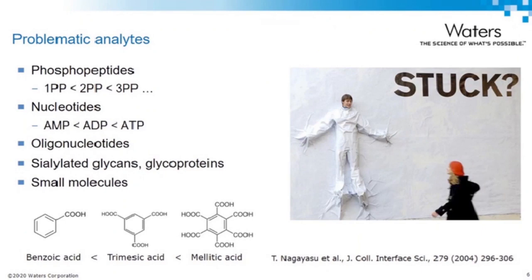So if you answered yes, you believe that you are experiencing some non-specific adsorption, it is likely because you work with some of those problematic analytes. For example, phosphopeptides are well known to be difficult. Multiply phosphorylated peptides may get lost. There may be tailing. Nucleotides, especially ADP, ATP, triphosphates, diphosphates, are problematic. Obviously, oligonucleotides have a phosphate backbone. There could be heavily sialylated glycans and glycoproteins that have problems in the analysis. And obviously, also small molecules, and I list here an example from the paper listed below.